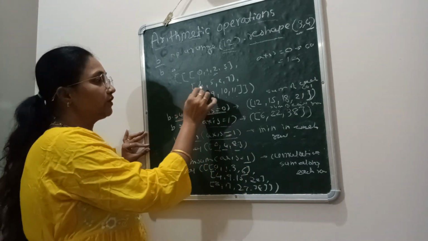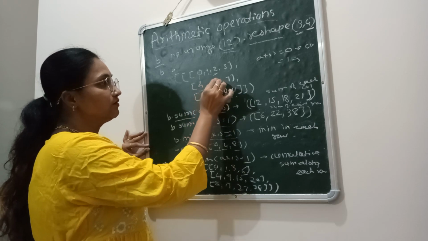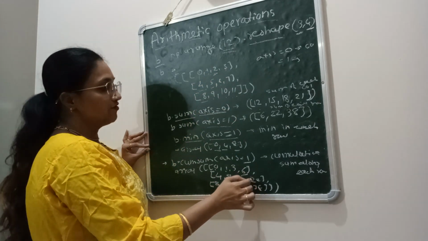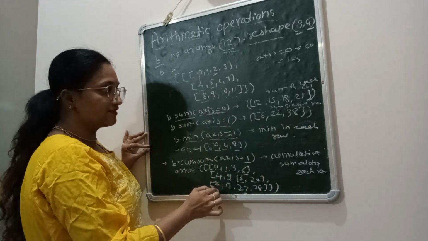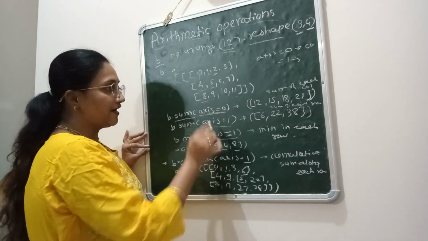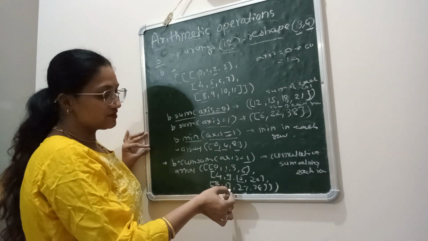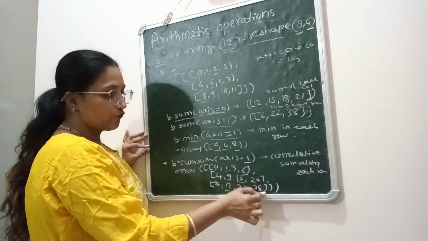Again for the next row, same thing: 4 as it is. Next, 4 plus 5 is 9. 6 plus 9 equals 15. 15 plus 7 will be 22. Next, 8 as it is. Next, 8 plus 9 will be 17. 17 plus 10 will be 27. 27 plus 11 will be 38.